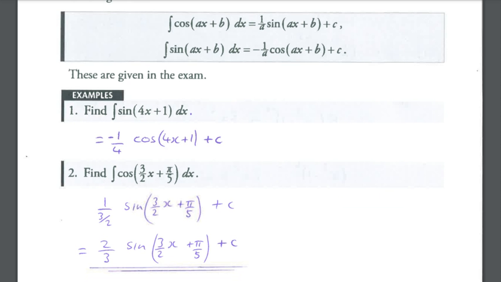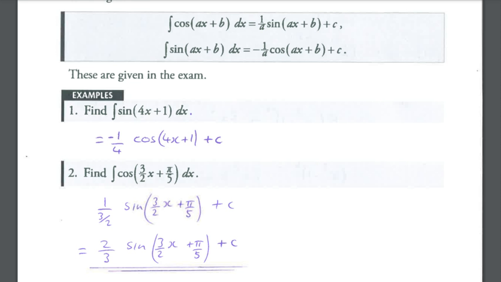So find the integral of sine of 4x plus 1. So here we are up here, a is 4, b is 1 basically. So that would be negative 1 over 4, negative 1 quarter, cosine of 4x plus 1 plus the constant of integration. That's it done. That's all we're doing.